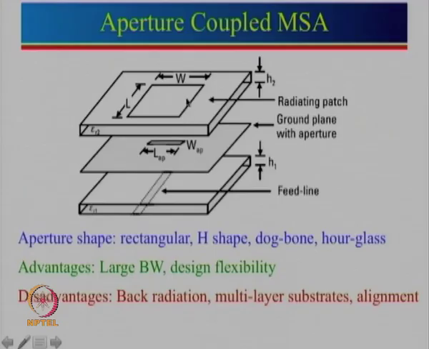The patch can be fabricated on the upper side, or it can be fabricated on the lower side, and there can be a gap between the ground plane and this substrate here, and that can be utilized to increase the bandwidth of the antenna. Again, this patch can be printed on the top side or underneath the substrate also. Then this substrate will act as a radome for that.